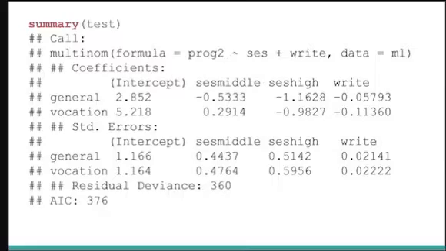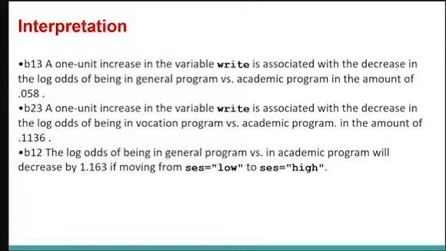When I say decrease, I have to mention the logit. The logit of being in the general program versus the academic program. Don't forget, when I was considering the logit, it's actually the log of the ratio of the probability of the general program divided by the probability of the academic program. Okay, that is how I'm going to interpret that.